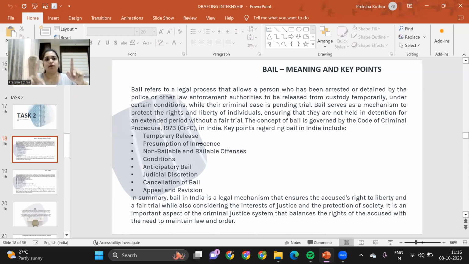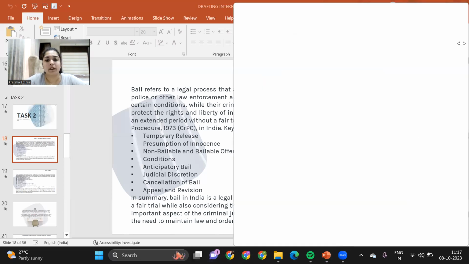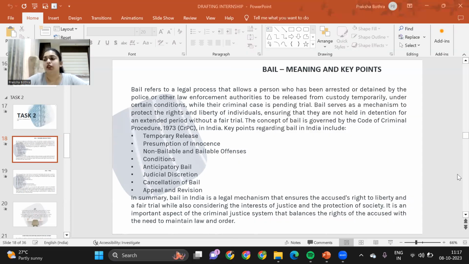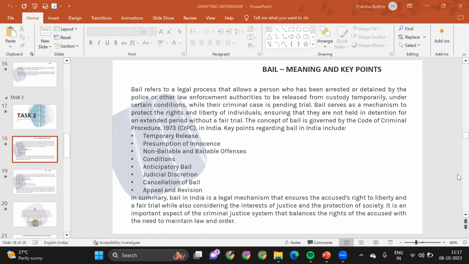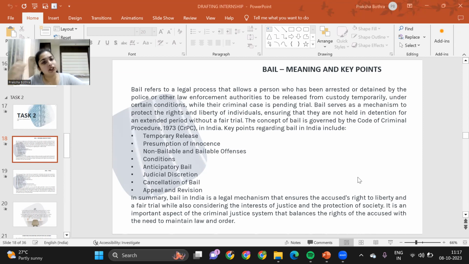There are different kinds of offenses. If you have studied the CrPC, you know there are categories of offenses: cognizable and non-cognizable, bailable and non-bailable, and compoundable and non-compoundable. Thanks, Asta. If you want to read about it, please do your own research. But bail is issued for bailable offenses, where you can get bail. Non-bailable offenses are such offenses where you can't get bail as a matter of right.